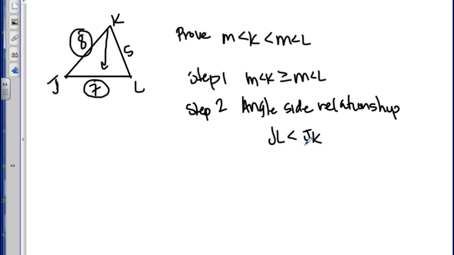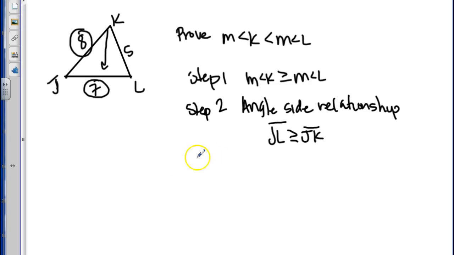Okay. Let's see. Oh, let's go on with the contradiction. I'm sorry, I did the true thing. So angle side relationship, that means if K is greater than or equal to L, then JL, which is opposite K, should be greater than or equal to JK, which is opposite L. Whoops, that is not true, is it?